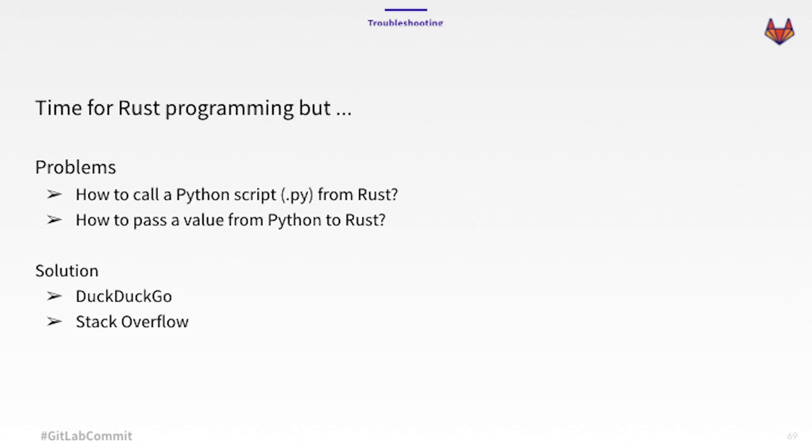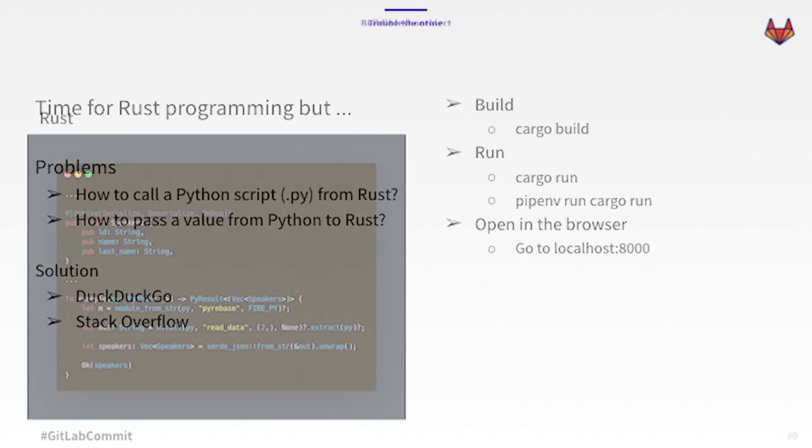I found more problems. I started learning this at the beginning of the year, and unfortunately, there is not enough documentation about it. So the problems I found, I didn't know how to call a Python script from the Rust file, didn't know how to pass a value from Python to Rust. In the GitHub repositories for the library that I'm using, there is no information on how you can do those tasks. So I started reading, and thanks to Stack Overflow, I found a solution. I am also looking through DuckDuckGo. I'm not using Google, so.